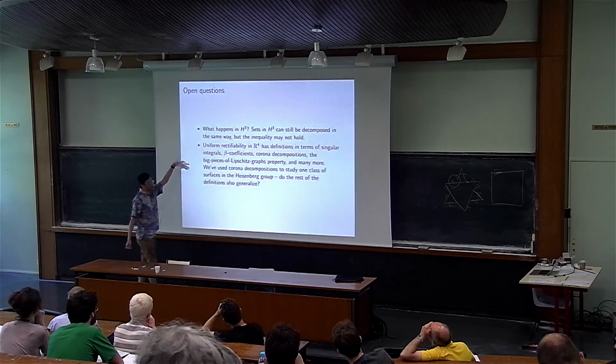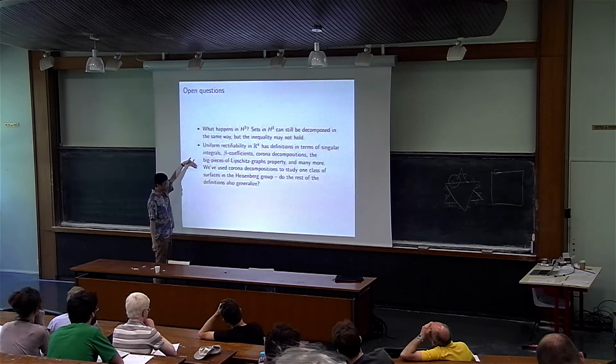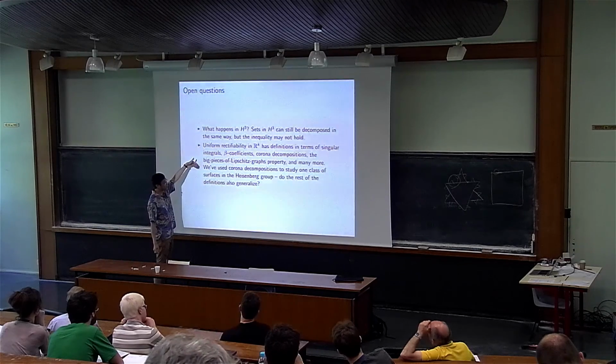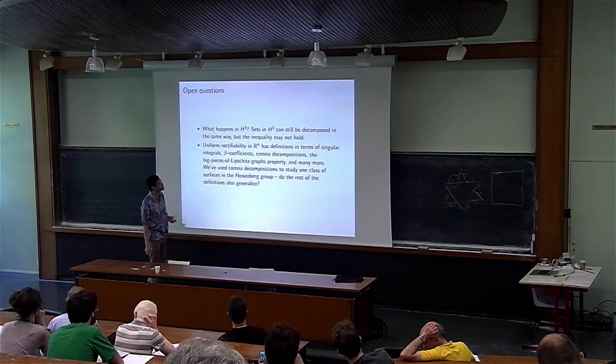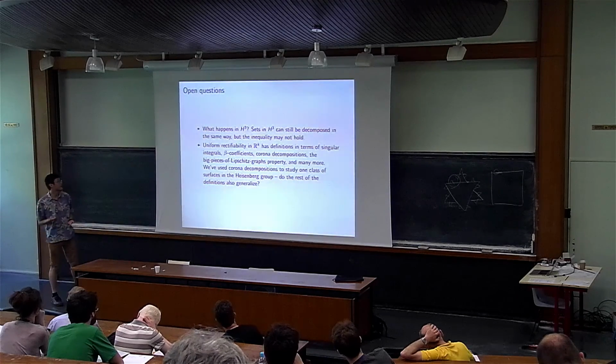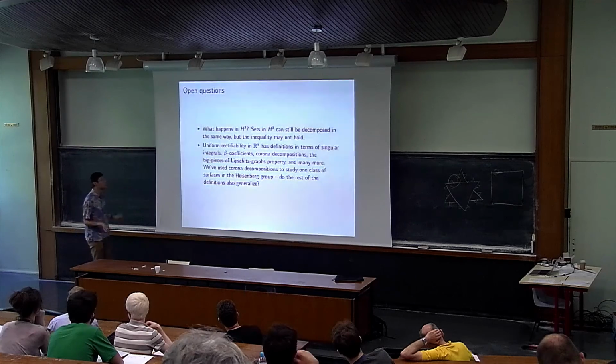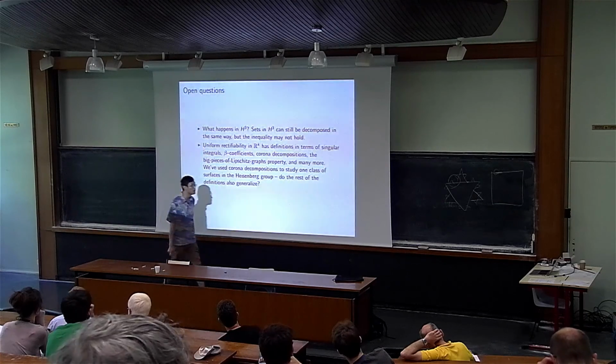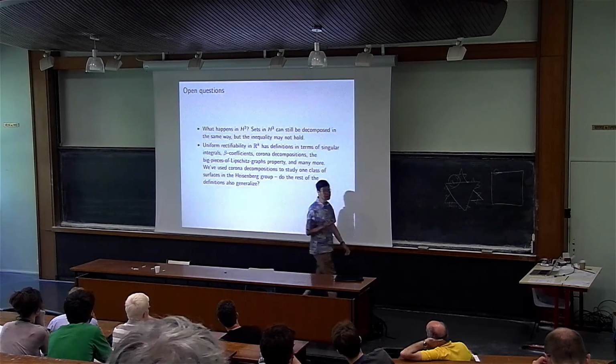What we have is one particular notion. We've used Corona decompositions to study one class of surfaces in the Heisenberg group, and it's very natural to ask, do any of the other definitions, singular integrals, beta coefficients, and so on, also generalize to the Heisenberg group, and what other interesting things can we prove using them?